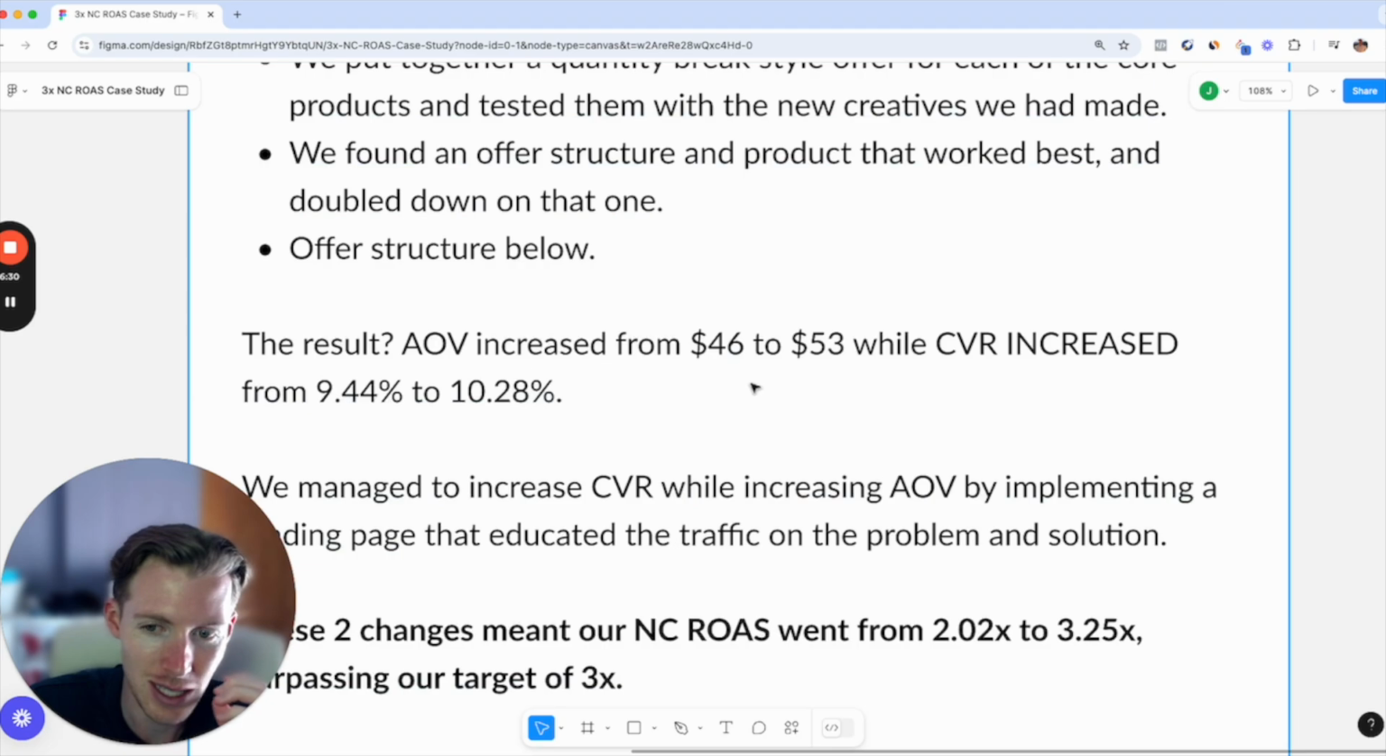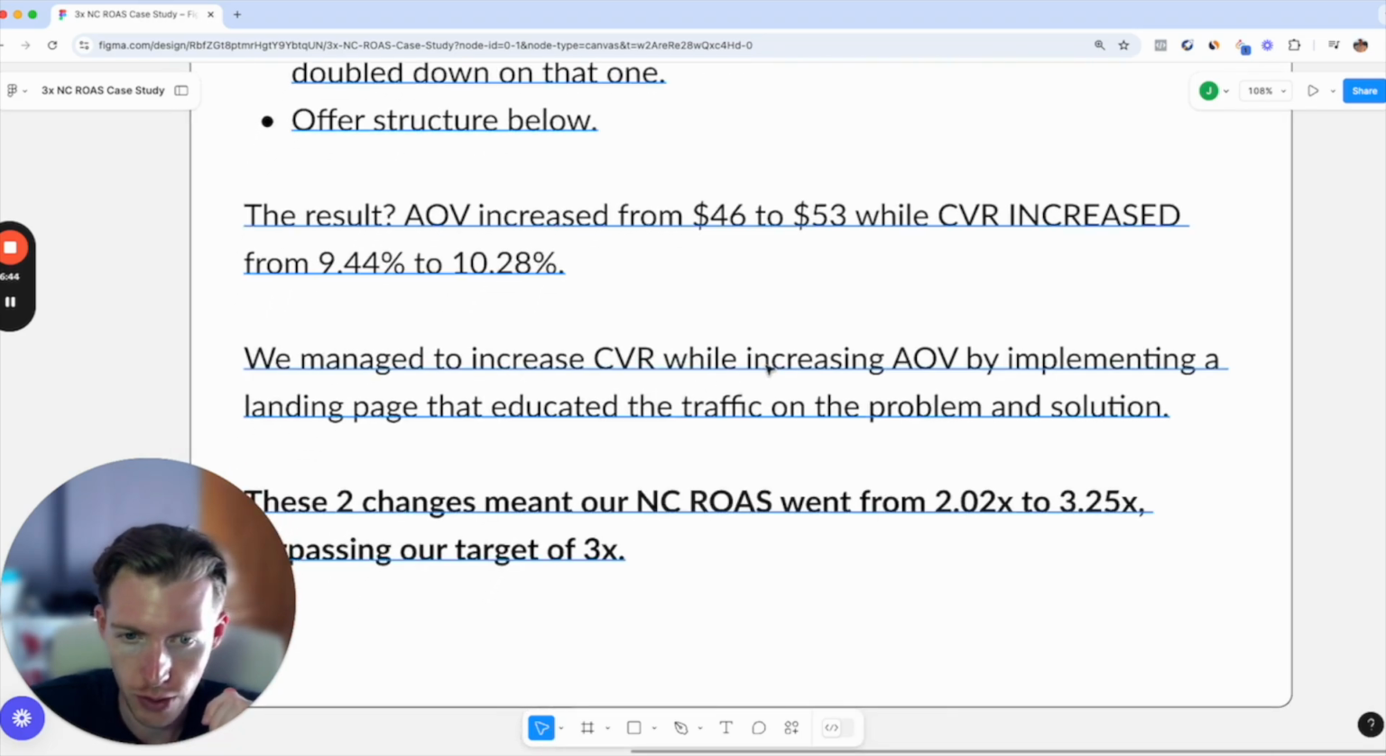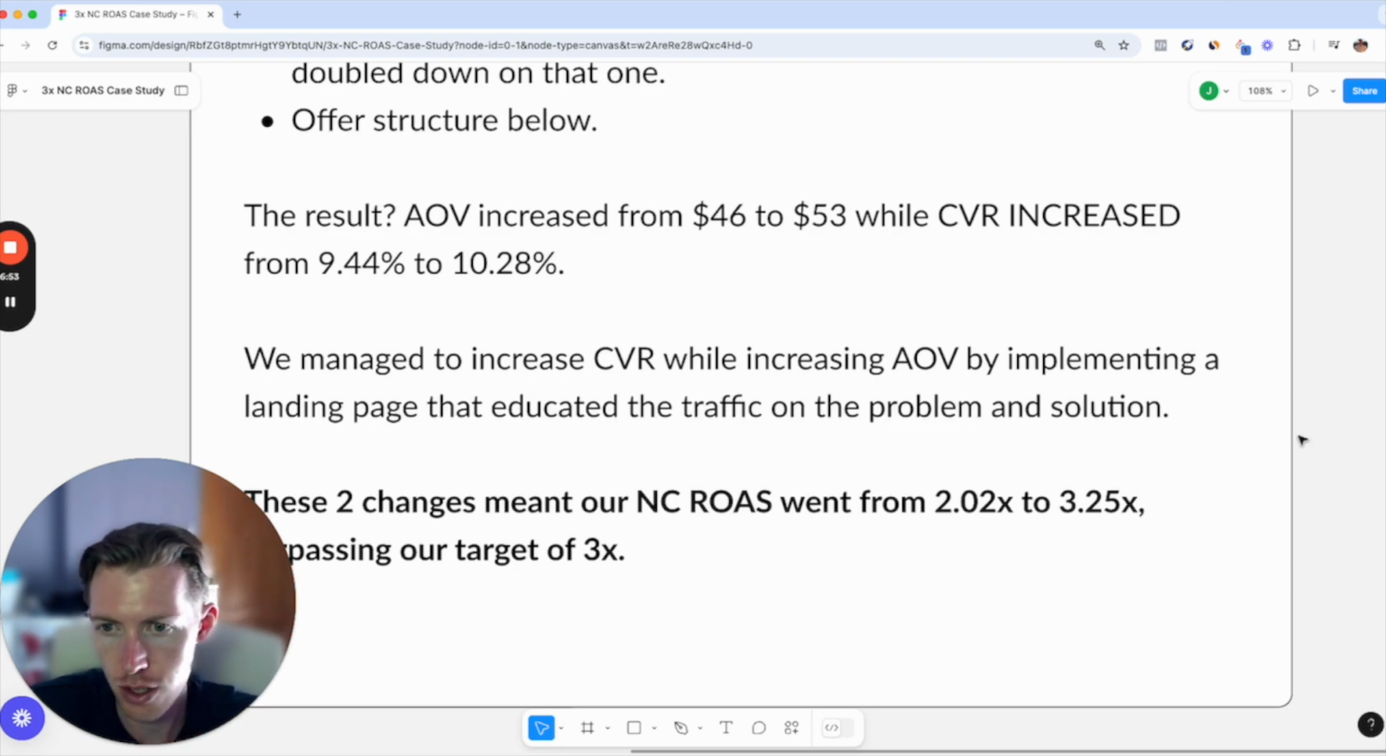$7 may not seem like a crazy amount, but every dollar you go up makes a huge, huge difference, right? And on top of that, having a conversion rate increase at the same time is unheard of. So we managed to increase conversion rate while increasing AOV by implementing a landing page in between ad and product page that educated the traffic on the problem and solution. So we had this educational format landing page that introduced the product, but more importantly, the headline of this landing page, the first thing that customers saw was matching that of the ad, right?